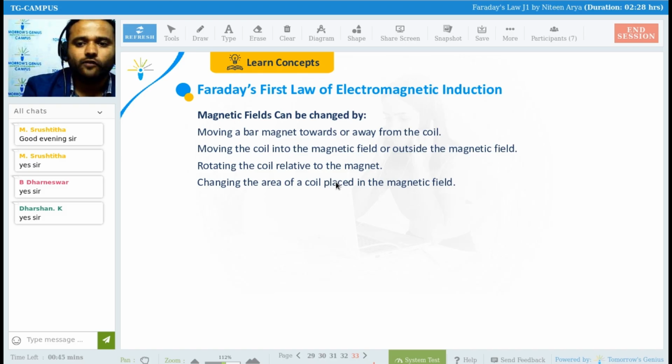Okay. Faraday's law of electromagnetic induction states that magnetic flux can be changed by moving a bar magnet towards or away from the coil, moving the coil into the magnetic field or outside it, or rotating the coil relative to the magnetic field. This is the principle of the AC generator. Important. We're going to discuss it, don't worry.